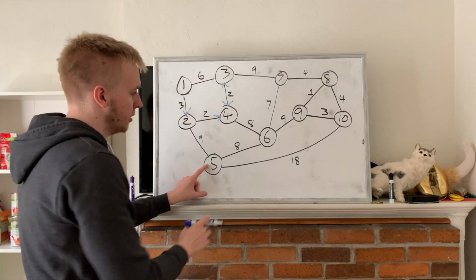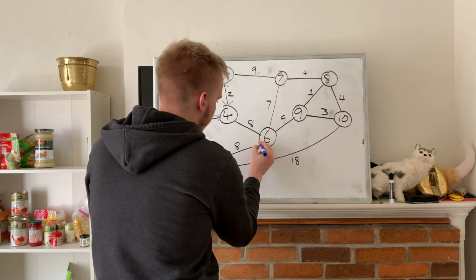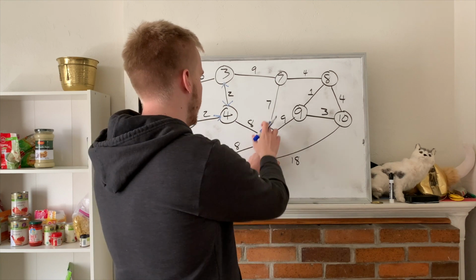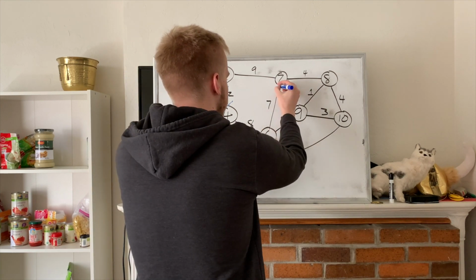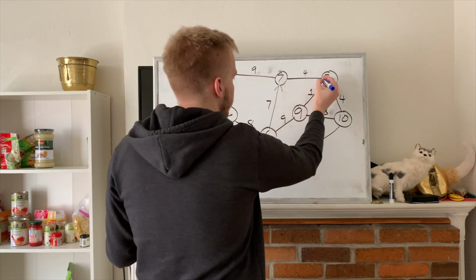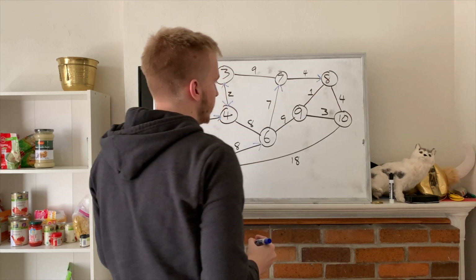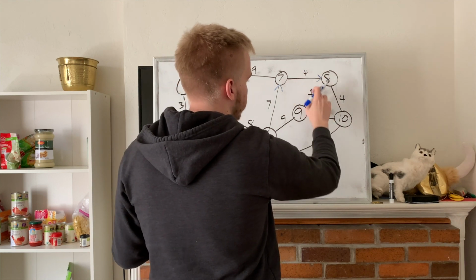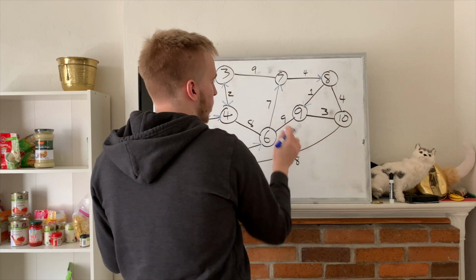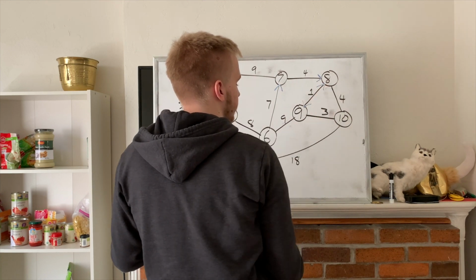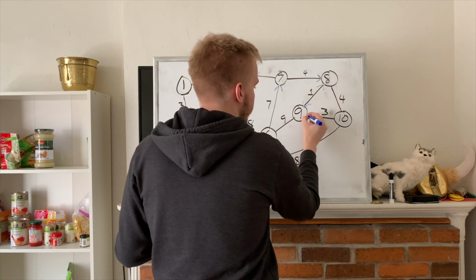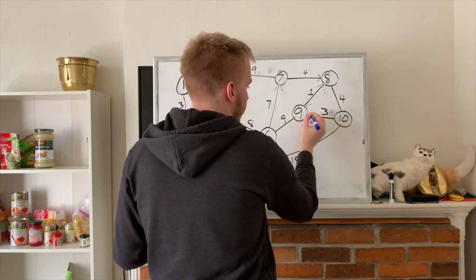So for vertex 5 down here, we have 8, 9, and 18. 8 is the lightest edge. That's our vertex bridge. For 6, we have 7, 8, 8, 9. So 7 is the lightest. For vertex 7, we have 4, 7, 9. So 4 is our vertex bridge. For 8, we have 4, 1, 4. So 1 is our vertex bridge. For 9, we have 1, 3, 9. So 1 is our vertex bridge. And finally, we have 10. We have 3, 4, 18. So clearly 3 is the lightest edge, and that's the vertex bridge we have there.